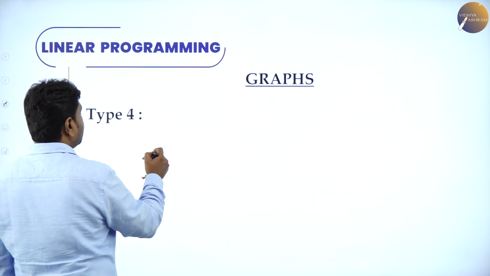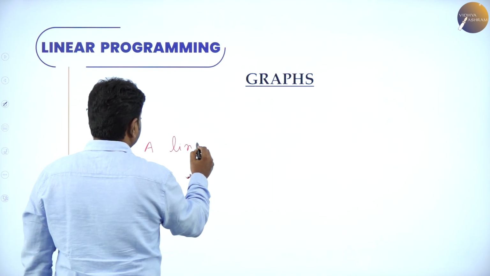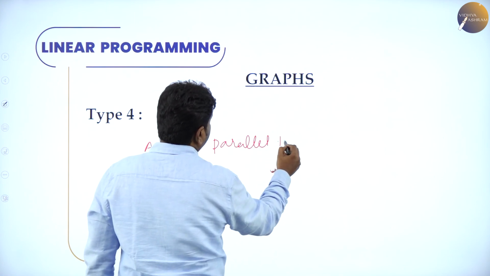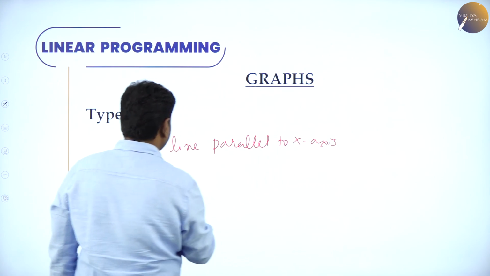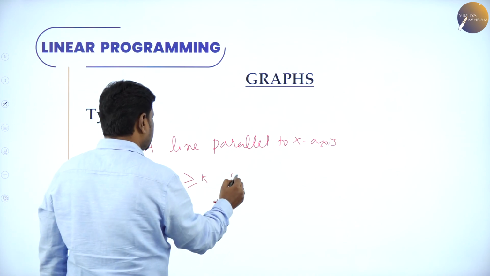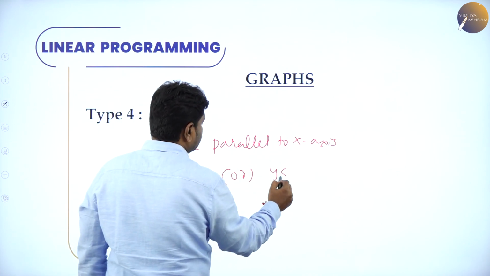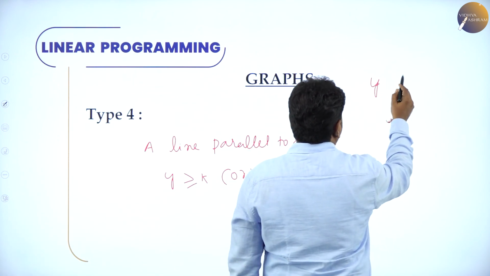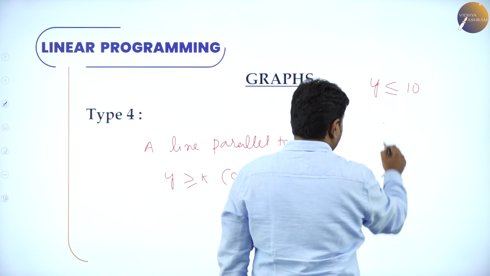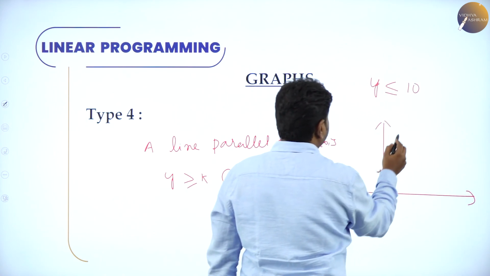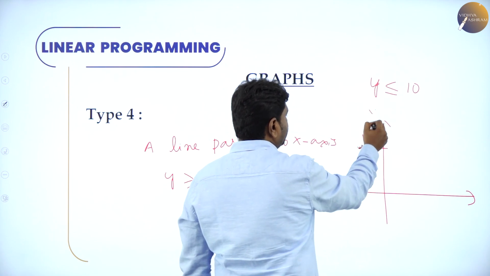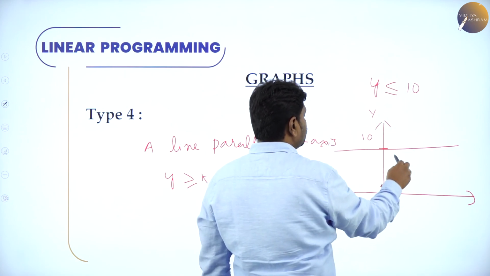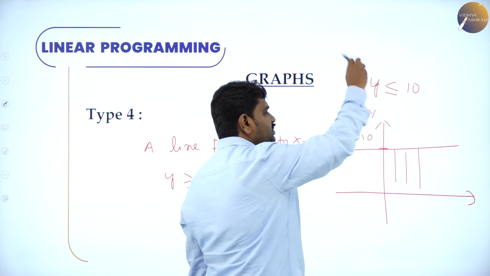Then type 4, line parallel to the x-axis. That was a line parallel to the y-axis, no? Parallel to the x-axis, how will it be? So a problem of the form y greater than or equal to k, or they may also give y less than or equal to k. For example, y less than or equal to 10, if I give. So on the y-axis, at 10, mark this is 10, this is the y-axis, draw a line parallel to the x-axis, and it is less than, means what? Shade below. If it is greater than, shade above, that's it.